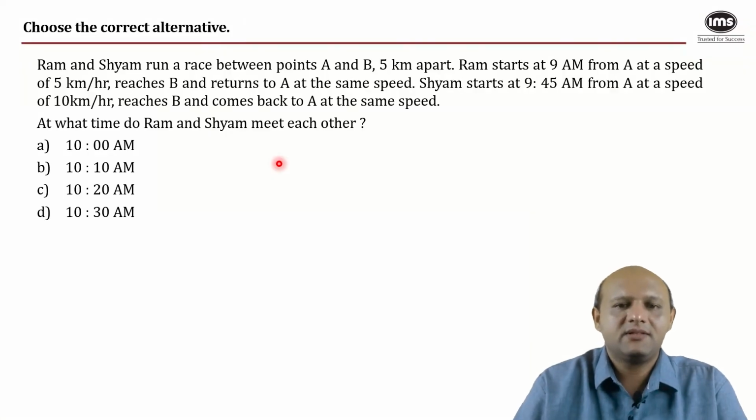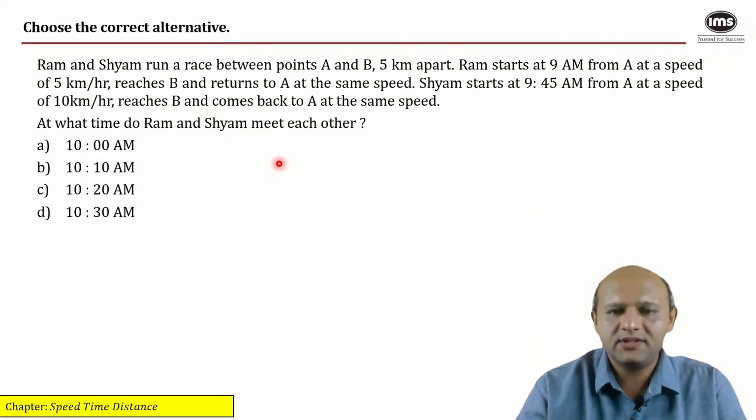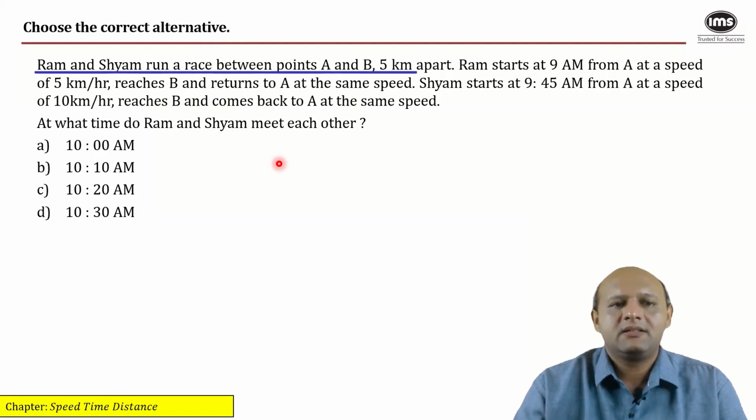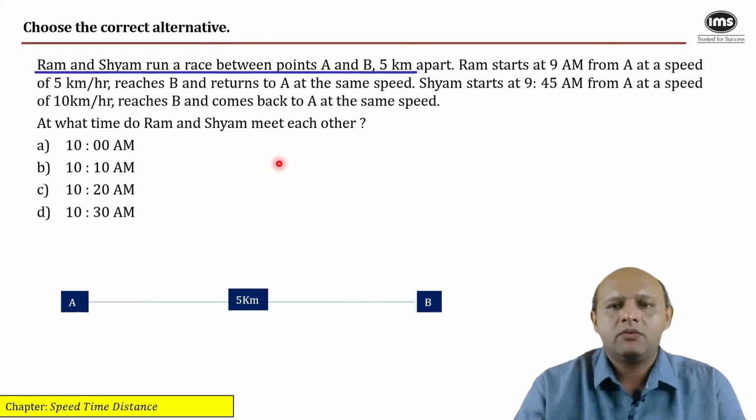It's a set of two questions based obviously on speed, time, distance, as you would have noticed. It says Ram and Sham run a race between 2 points A and B, 5 kilometers apart. Right? They are separated by a distance of 5 kilometers.